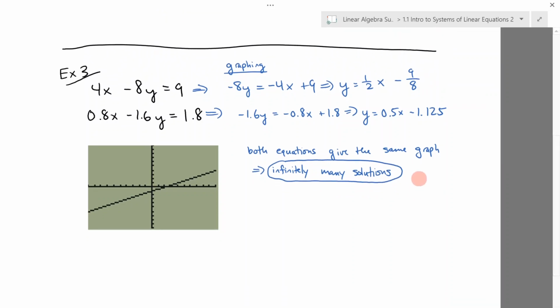In some situations, instead of just writing it as infinitely many solutions, we want to be a little bit more specific than that, right? So what exactly are the infinitely many solutions? The infinitely many solutions come from all the points that are on the two lines, all the points that make up the lines. And so how do I describe the points on the line? We can describe the infinitely many solutions using something called parametric notation.